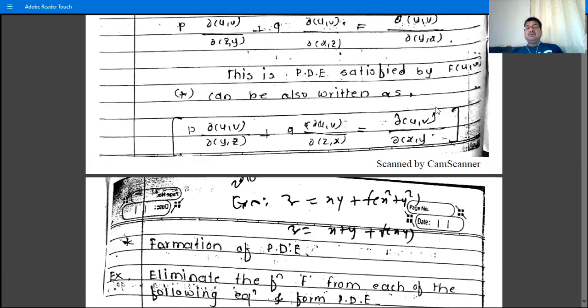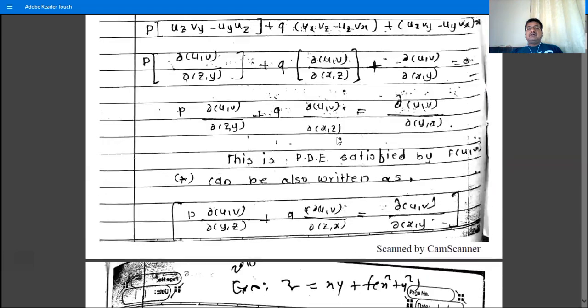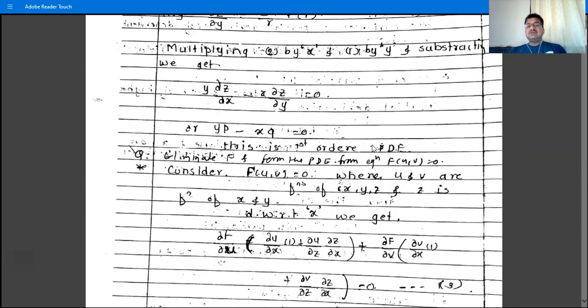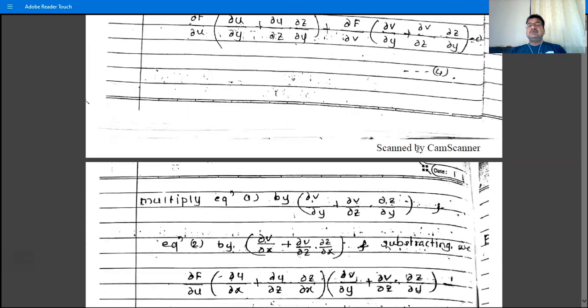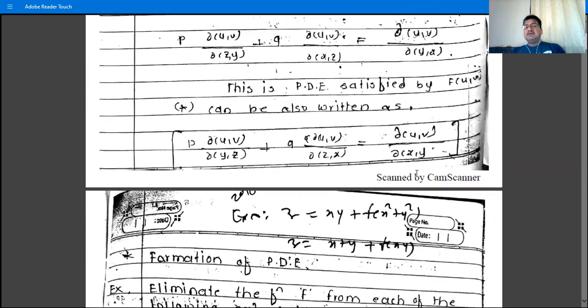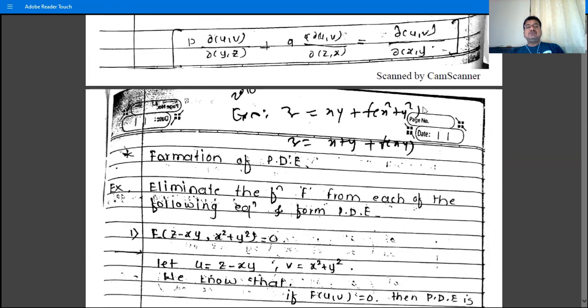That is, f(u, v) = 0 is the solution of this partial differential equation. Okay, so this is about the formation of partial differential equations. That is, the solution is given: f(u, v) = 0 is the solution, and this is the solution of this partial differential equation: p ∂(u,v)/∂(y,z) + q ∂(u,v)/∂(z,x) = ∂(u,v)/∂(x,y). That is, this is the partial differential equation. Then its solution is f(u, v) = 0.